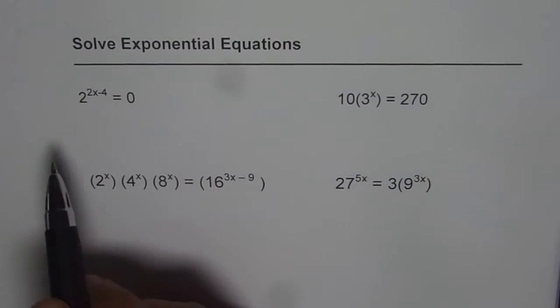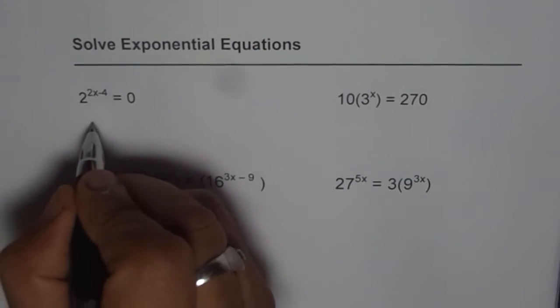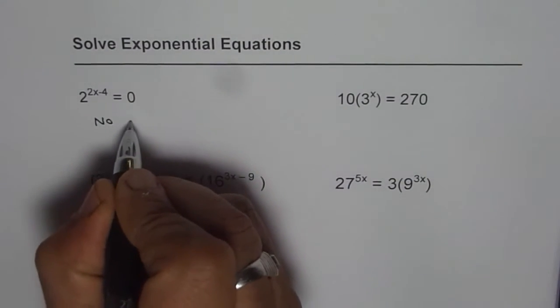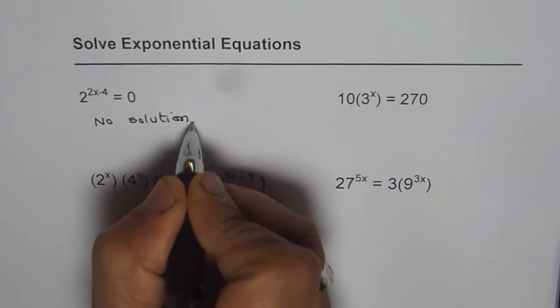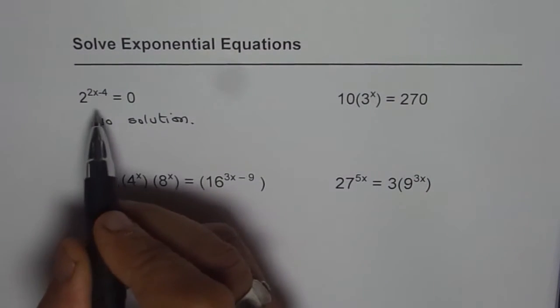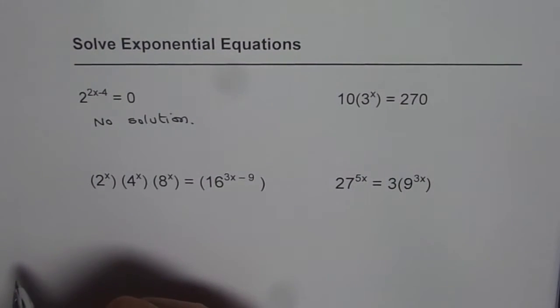So let me know, what could that be? Do we really have a solution? Well, here we do not have any solution. We'll write no solution. Can you tell me why? Well, exponential functions approach 0, but they are never 0, right?